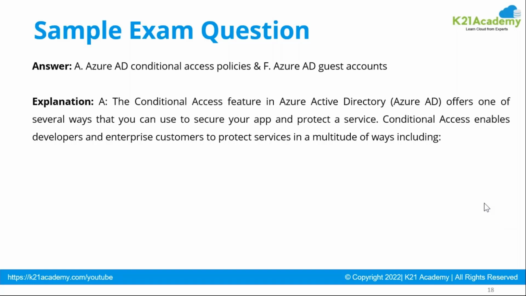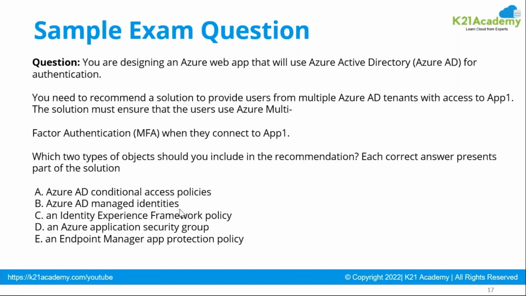Why not the other options? In the other options, the application security group cannot be the answer. The reason is that an application security group is a network-level control that you get through the rules you create in your network security group. So here there is no AD authentication coming into the picture.